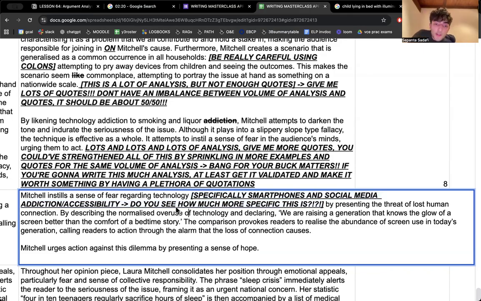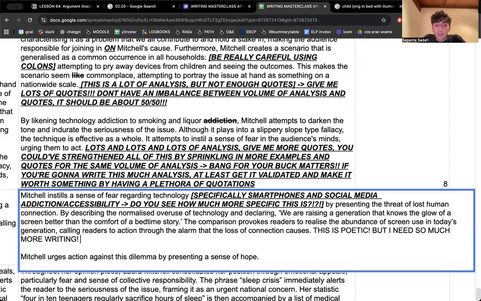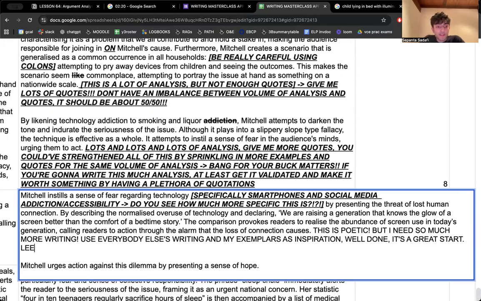By describing the normalized overuse of tech and declaring we are raising a generation that knows the glow of a screen better than the comfort of a bedtime story, the comparison provokes readers to realize the abundance of screen use in today's generation, calling readers to action through the alarm that the loss of connection causes. This is poetic almost what you've written, but I need so much more writing. Use everybody else's writing and my exemplars as inspiration. Well done. It's a great start. Keep practicing, but I need more.